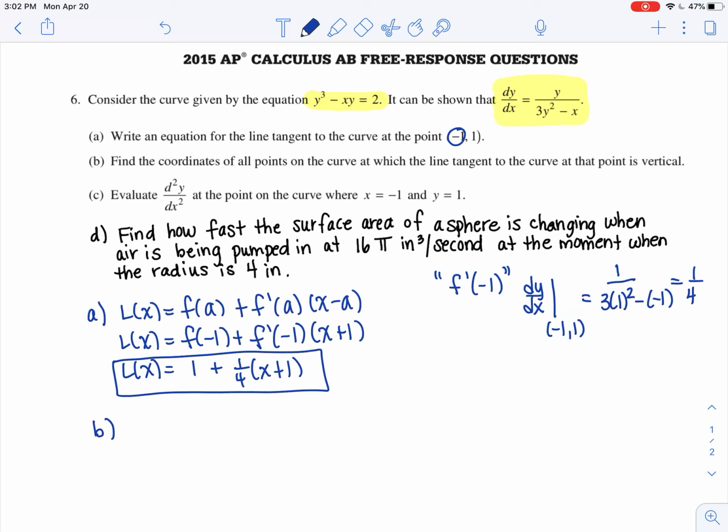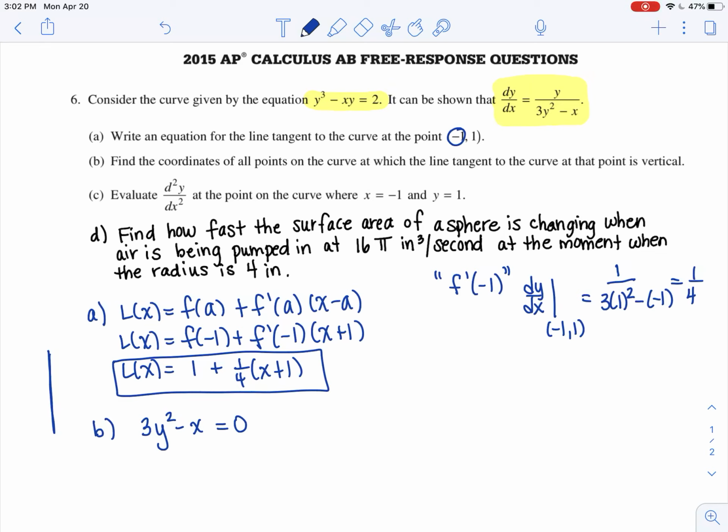Okay, part B. Find the coordinates of all points on the curve at which the tangent line to the curve at that point is vertical. So I want to find out where the tangent is vertical. Vertical tangents go straight up and down, means I have, oh sorry, not zero slope, means I have no slope. So I basically have to figure out where the denominator of my dy dx comes out to be equal to 0. So I'm going to set 3y squared minus x equal to 0.